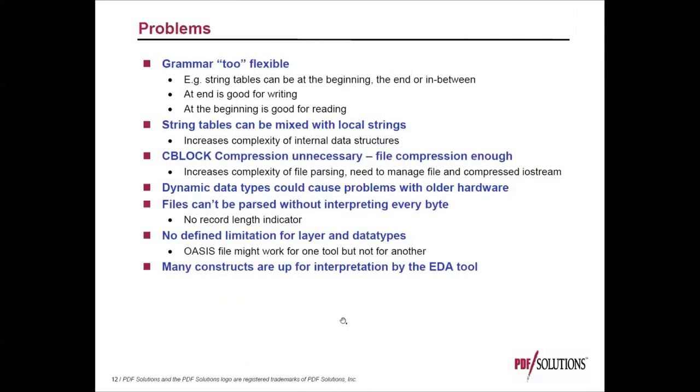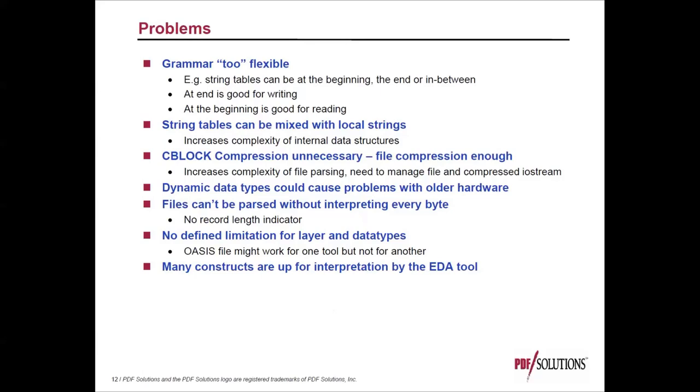So, just to summarize some problems I see. I think the grammar is a little too flexible, especially with string tables, which can be at the beginning or at the end. A string table at the end is good when writing a file, but it would be way better at the beginning of the file when reading, because you want to get your cell names and text strings first. It just makes it easier if you have them before you get the data.